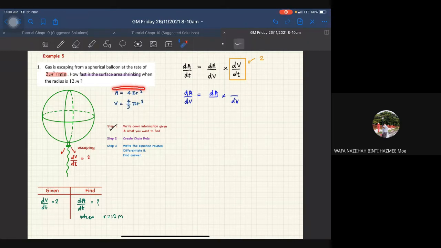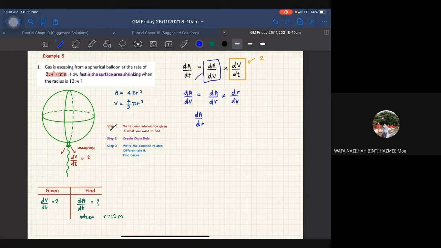Right, so let's try. Okay, so find dA dr first. So dA over dr, I break this one down so you can see. dA over dr is equal to 8 pi r. Right? Okay, settle. And then dV over dr is equal to 4 pi r square. But the question asks for dr dV, so you just need to invert this one.